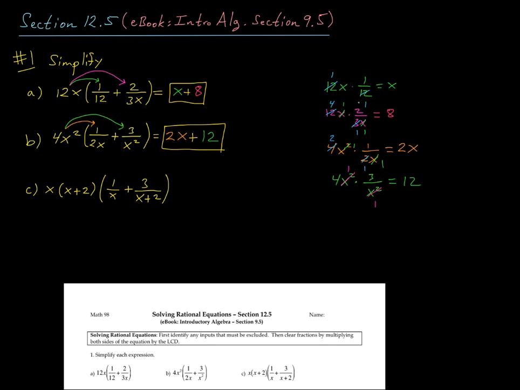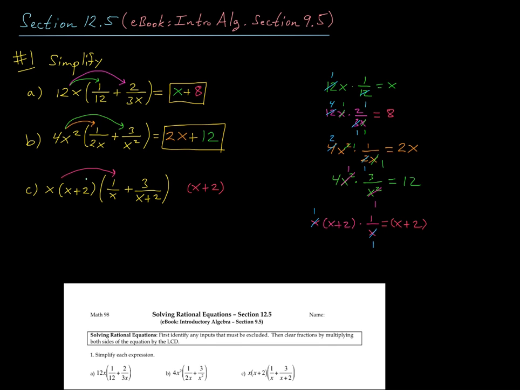All right, and then lastly, for C, same idea. I'm going to take x times x plus 2, and first multiply that by 1 over x. And here we see that this x here and here would divide out. And so there we'll be left with just x plus 2. So I'm going to get an x plus 2.